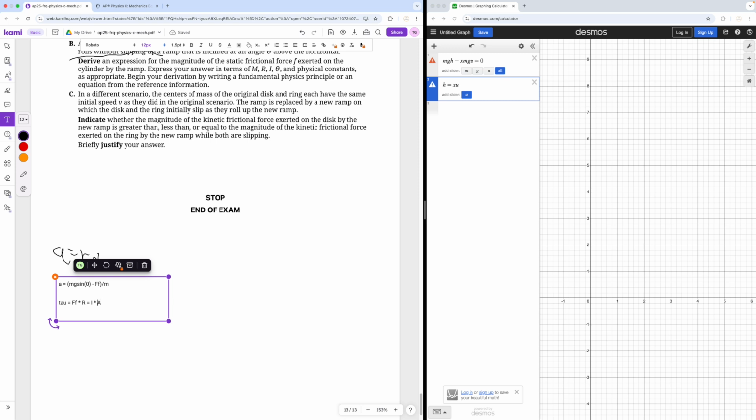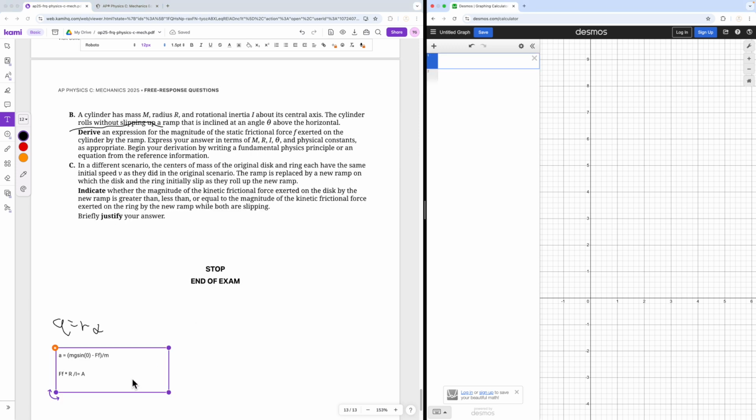So what does that mean? That means if we divide this by I, the moment of inertia, we get the angular acceleration is equal to the force of friction times the radius divided by the moment of inertia. So now that you have your formula for angular acceleration and you have the tangential acceleration formula, we can actually solve this, and we're going to be using Desmos just to write everything.